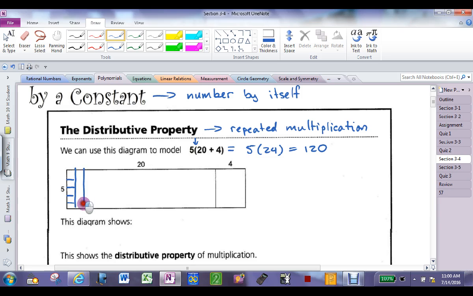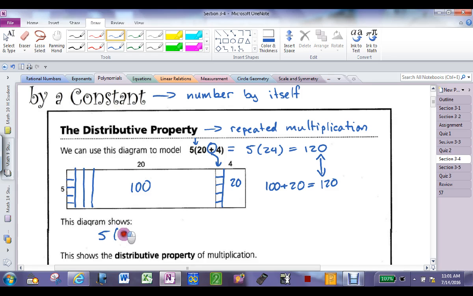And you do that 20 times, what do you have here? 100, right? And then you do the same thing, cut that into 5, and do that 4 times, you get what? 20. And then 100 plus 20 will get you 120. And you see how you have the exact same answer, yes? So, this diagram uses a picture to show what I am about to show you.